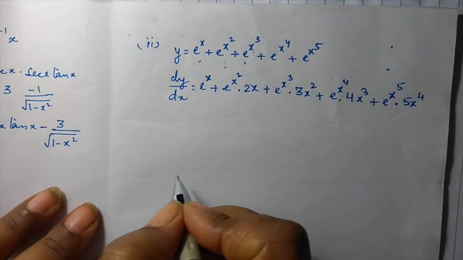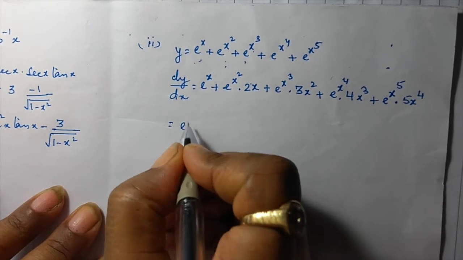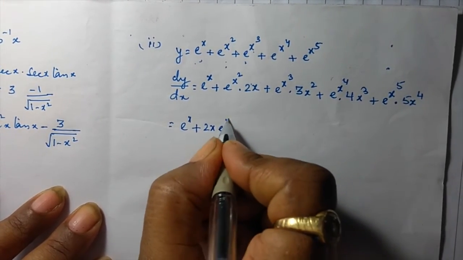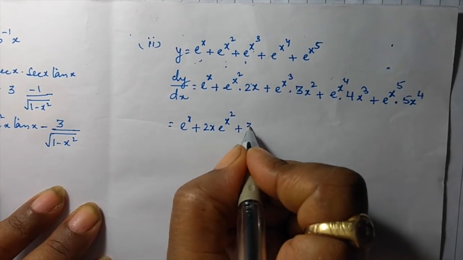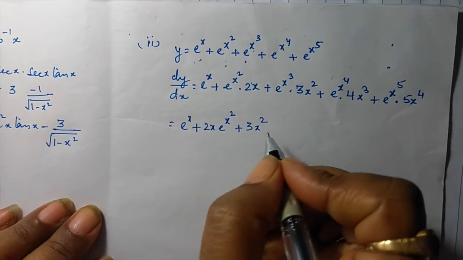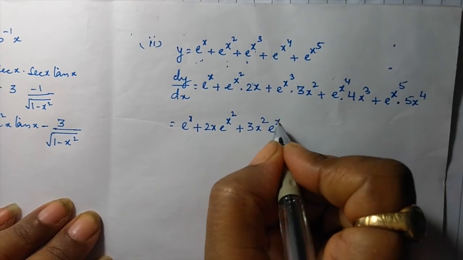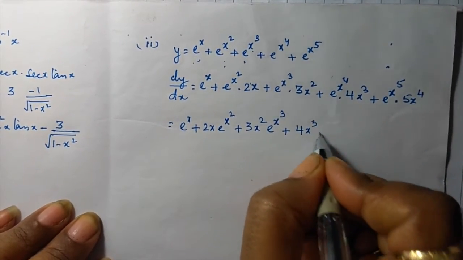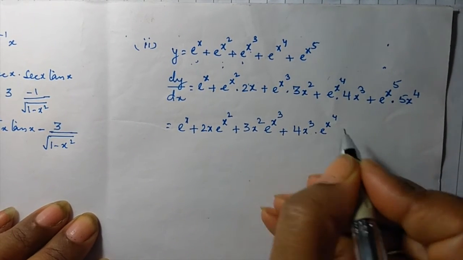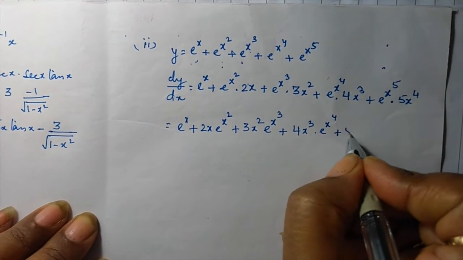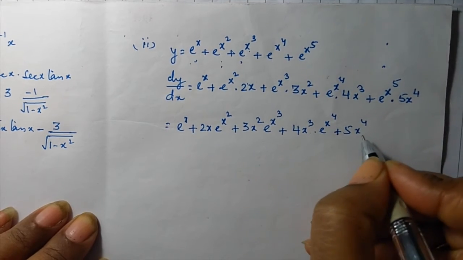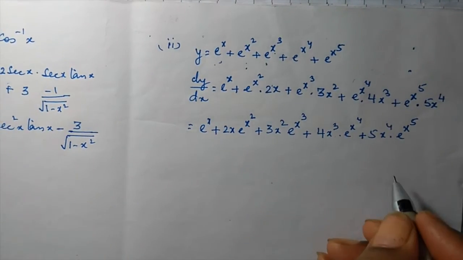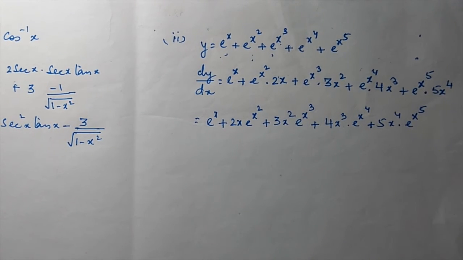So now when you take out throughout, e to the power of x plus 2x e to the power of x square plus 3x square e to the power of x cube plus 4x cube times e to the power of x to the power of 4 plus 5x to the power of 4 times e to the power of x to the power of 5. This becomes your simple answer.